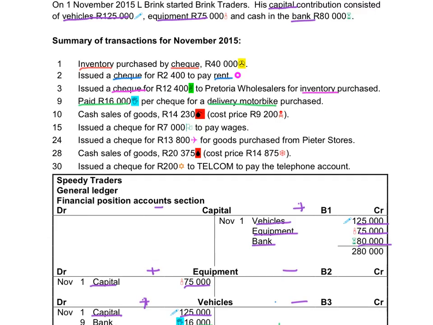Cash sales of goods and cost price. When we sell goods, we always complete two double entries. The first double entry will be at the sales price, and the second double entry will be at the cost price. So for the first double entry, we will show that the money was paid in the bank and that our double entry will appear in the sales account.